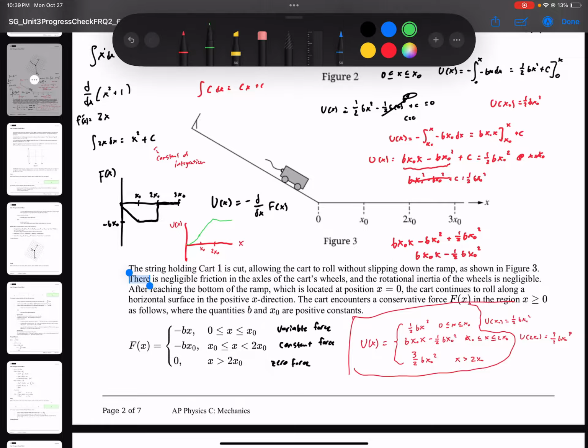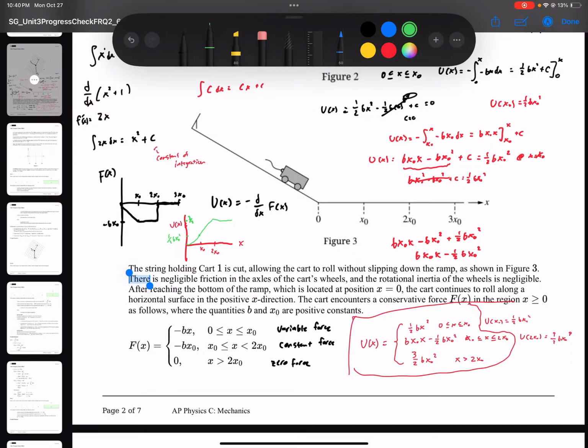And if I want to plot these points here, right, so this point over here, this is the condition at x naught, it's 1/2 bx naught squared. And then up here, this value here is 3/2.